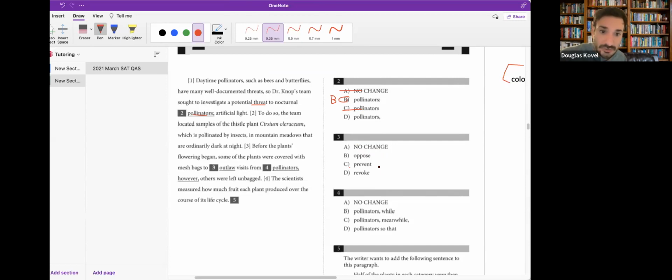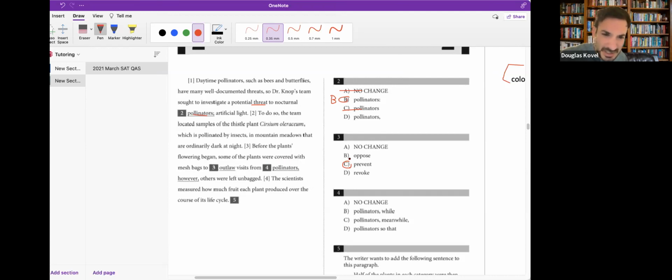So in this case, I want to try to figure out in my own words what is actually happening here. I know that before the flowering began, plants were covered with mesh bags to do something to visits from pollinators. So I think the idea is they're trying to either stop or block visits from pollinators. The only word that would really make sense there is prevent. They're literally preventing pollinators from visiting. The other choices don't really make sense.